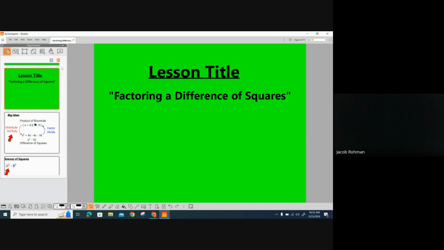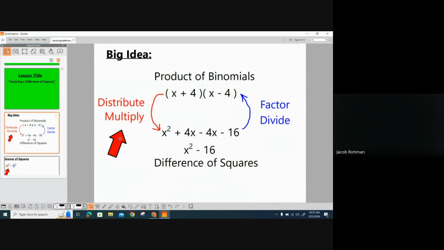Today our lesson is titled Factoring a Difference of Squares. Here's the big idea: we start with a product of binomials, and if we were to distribute or multiply these, we would get this expression down here, x squared plus 4x minus 4x minus 16, which we would simplify to x squared minus 16. And we call this a difference of squares. So now what we're going to be looking for is moving from this binomial back to a product of binomials.